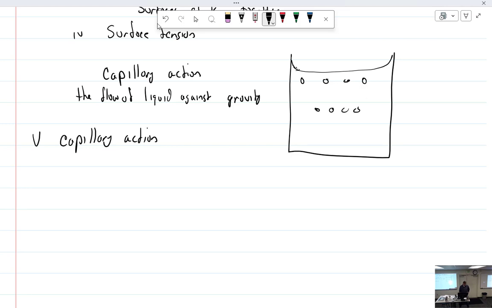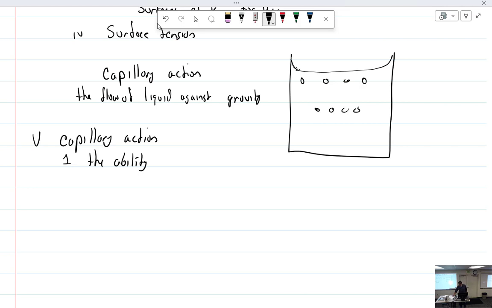What are some good examples of capillary action? Siphoning a fuel tank? No, because you're using gravity. How about if I spill a little bit of liquid and then take a piece of paper and soak it up? It'll soak right up, and the liquid will start going up the paper. Capillary action, right? Because it's going against gravity, going up.